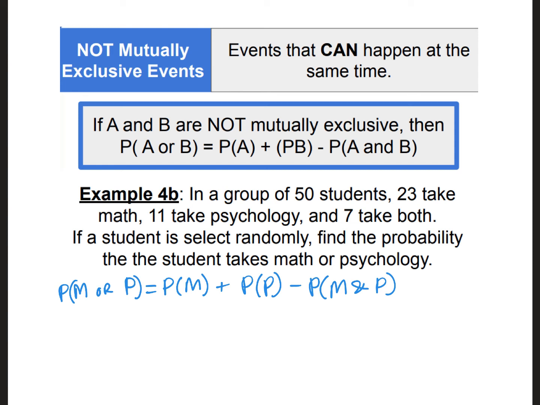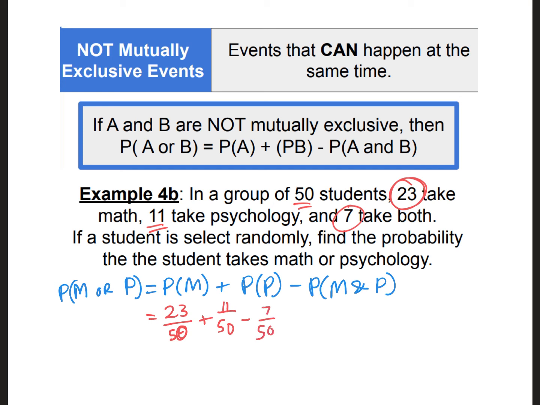In order to do that, we're going to set up our fractions. For my first one, we know we have 23 students who are taking math, so we have 23 out of my total, which is 50. We're going to add to that the 11 taking psychology out of my total again, which is 50. And then we're going to subtract from that the number taking both. So I know 7 are taking both math and psychology, so minus 7 over my total, which is 50.